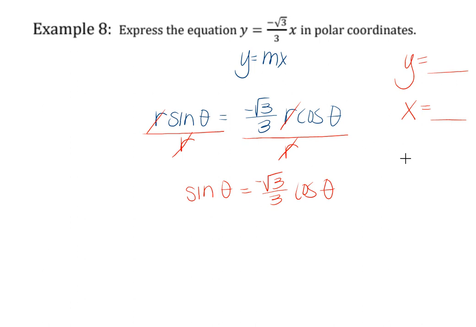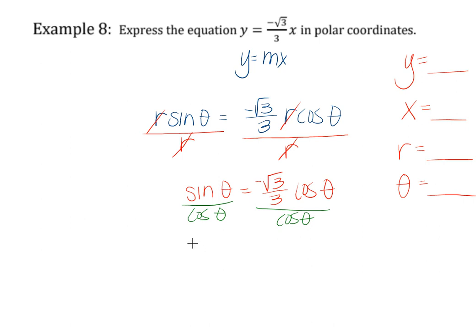So in polar coordinates, we typically have r equals something, but if r goes away, now we need to get it in the form that it's theta equals something. So the point here is I need to get theta by itself on one side of the equation. So in order to solve for theta, I need to move them so they're on the same side. So I'm going to go ahead and divide by the cosine of theta on both sides.